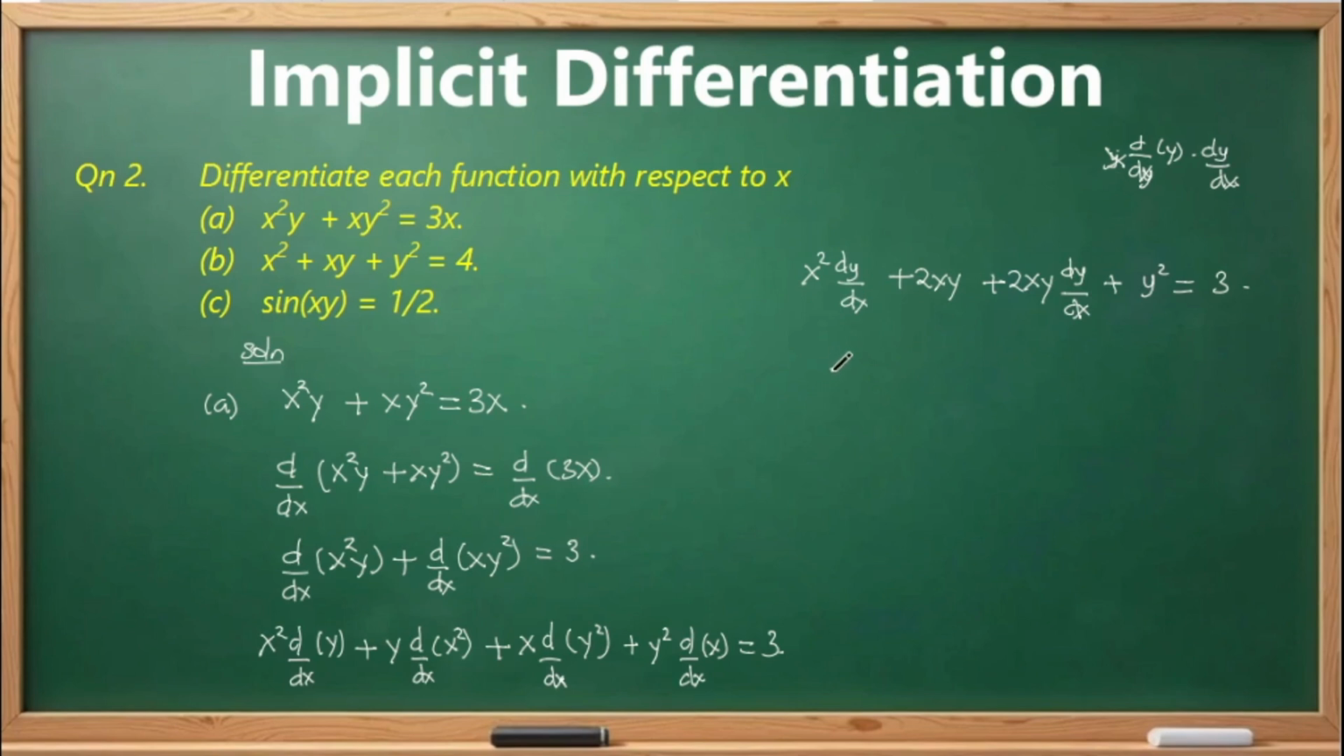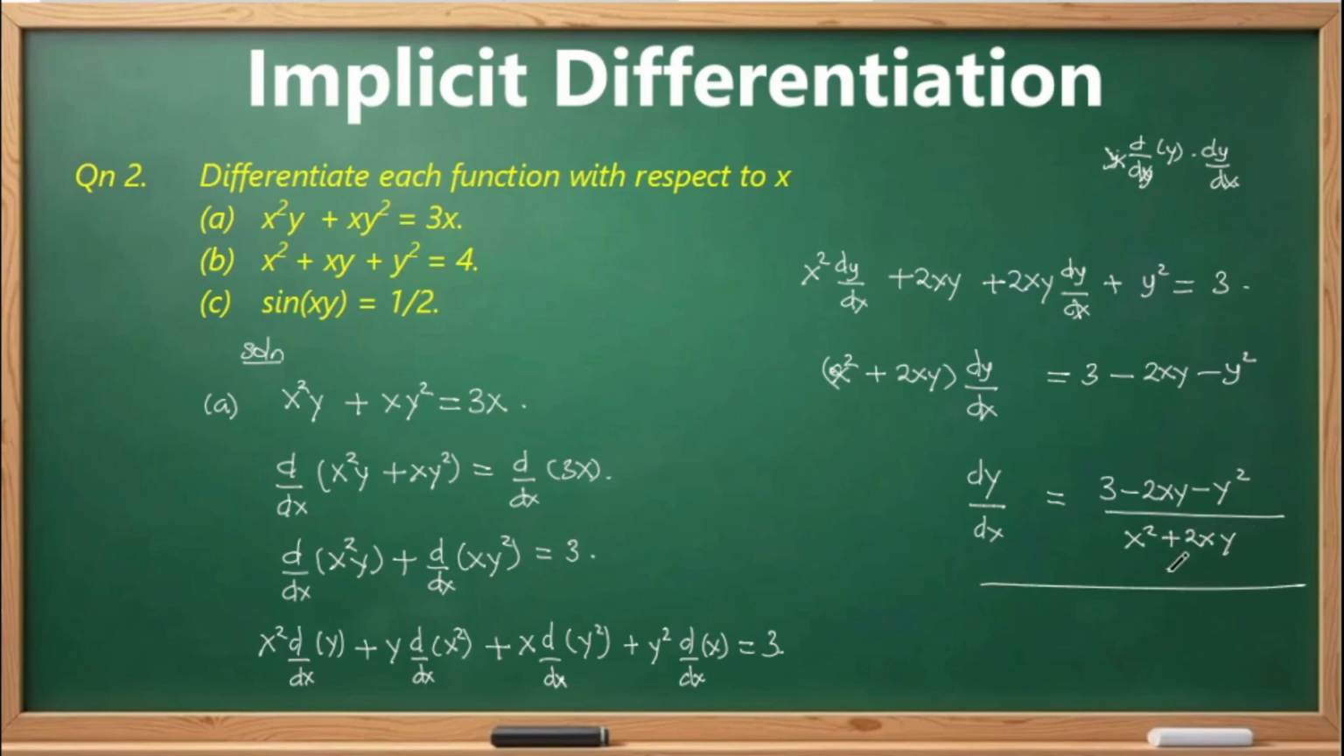Now we can collect these terms with dy dx together, then we have here x squared, so the next coefficient here is 2xy, so we factor out dy by dx, and then we write the remaining terms to the second side here. So let's subtract this away. We have 2xy, and also subtract y squared away because we are just transferring from the left hand side to the right side. And then to isolate dy dx, we just divide both sides by the coefficient x squared plus 2xy. Therefore, our dy by dx equals 3 minus 2xy minus y squared all over x squared plus 2xy, and that is the derivative of the first part.